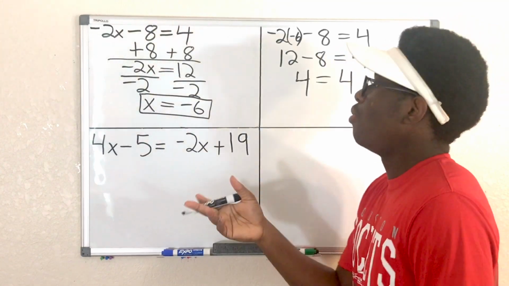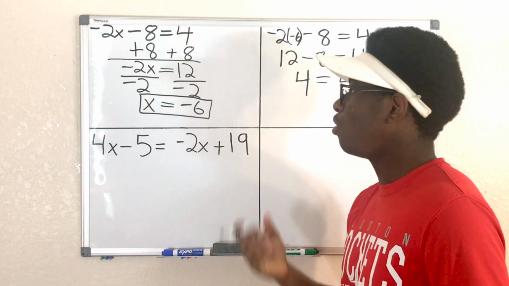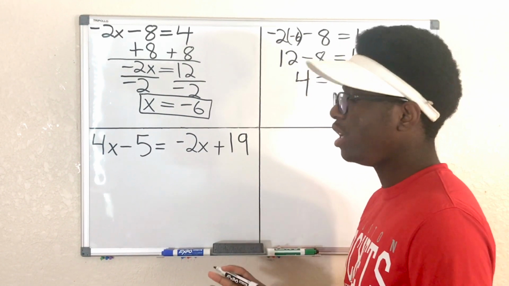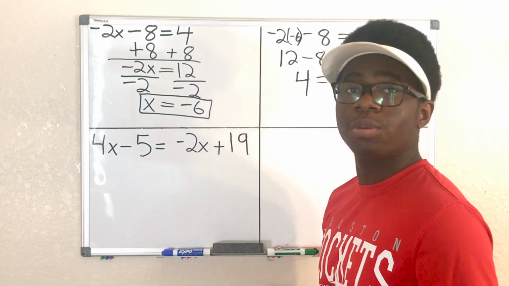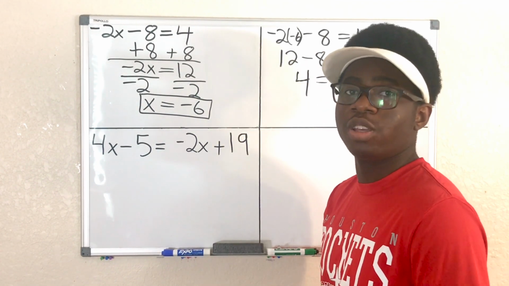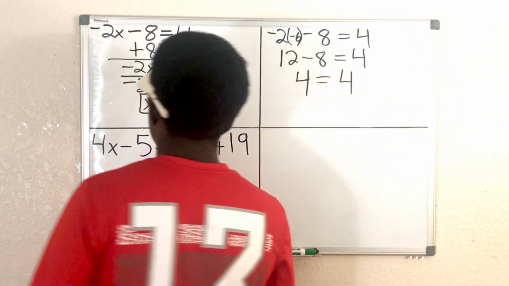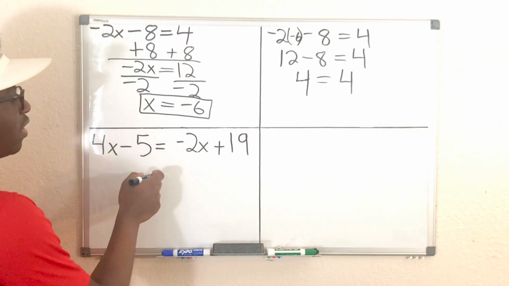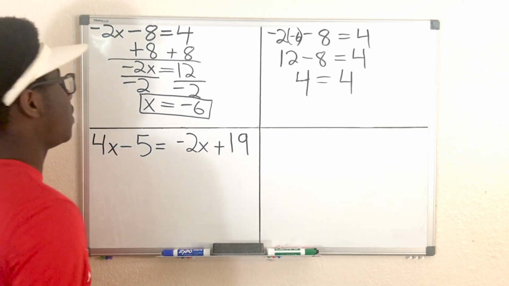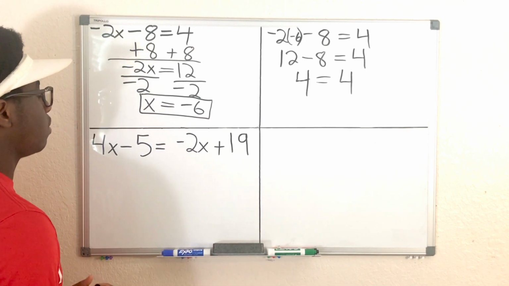Now let's move to the more hard-looking question. Long questions like this tend to look hard, but as soon as you narrow it down to a couple of numbers, it's as easy as regular algebraic equations like we saw in part 1. So let's get started. We have 4x minus 5 is equal to negative 2x plus 19. You might be wondering, what do I do first?